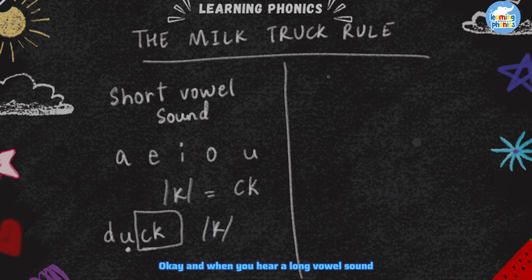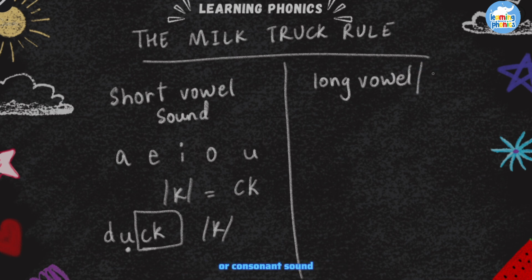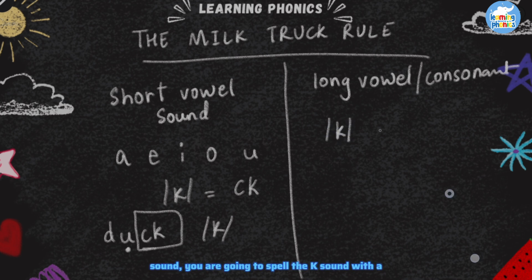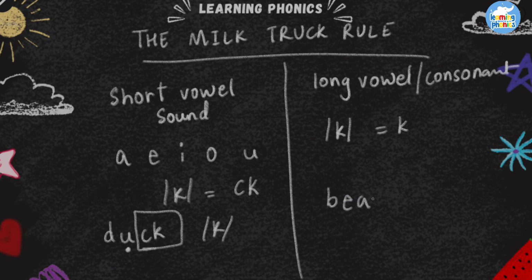And when you hear a long vowel sound or a consonant sound, you are going to spell the k sound with just a K, okay? As in beak. See, beak. It's a long vowel sound, and hence you use the K to spell the k sound.